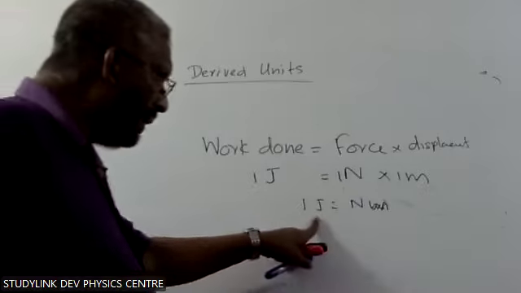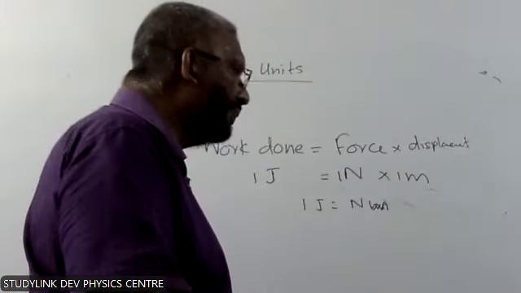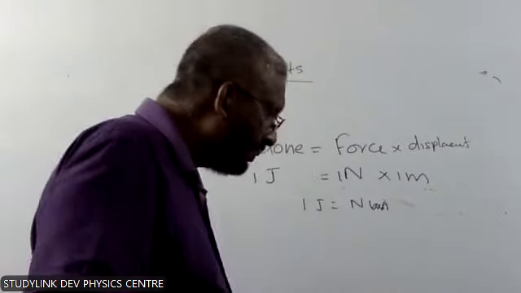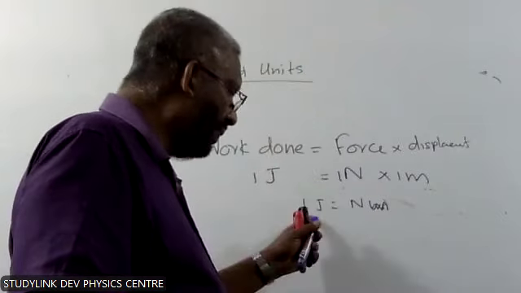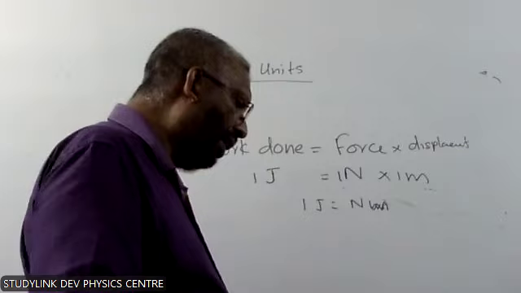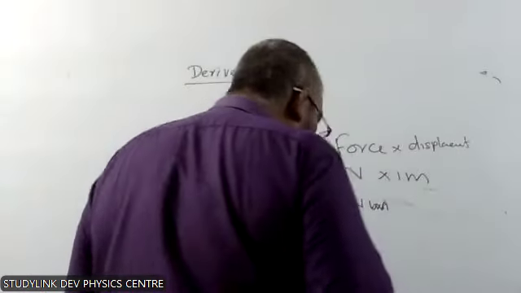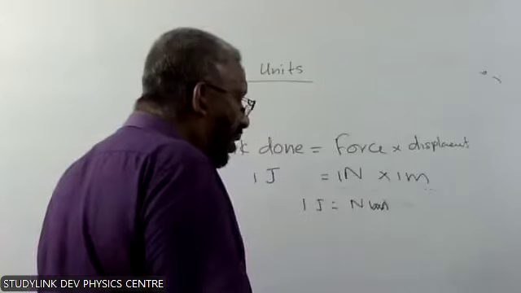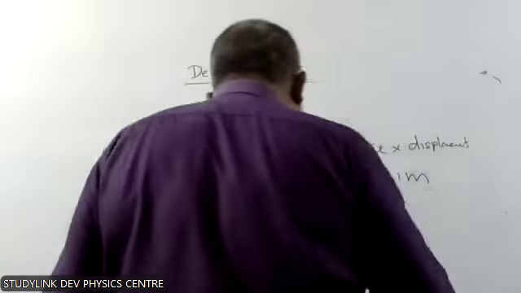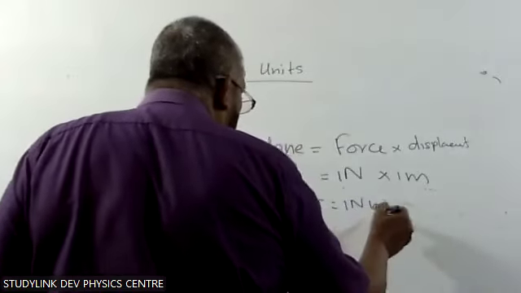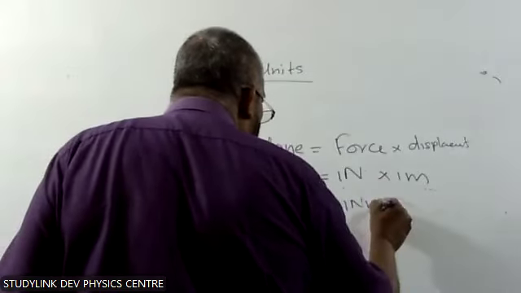Joule is denoted by capital J. Capital J is not a problem, no? Joule is a scientist. Because capital J is not used anywhere in physics or chemistry, we keep it like that. So then 1 joule is equal to 1 newton meter.